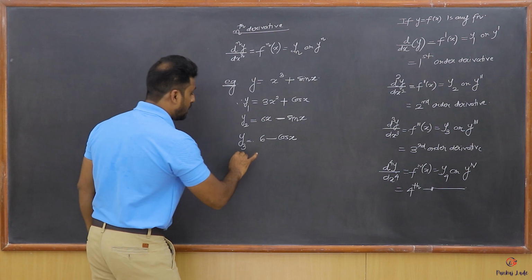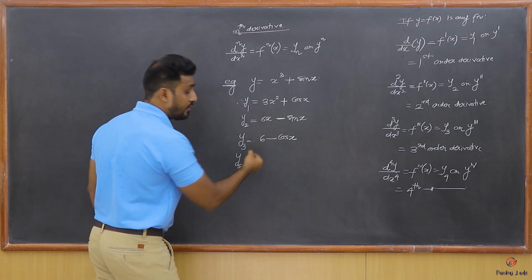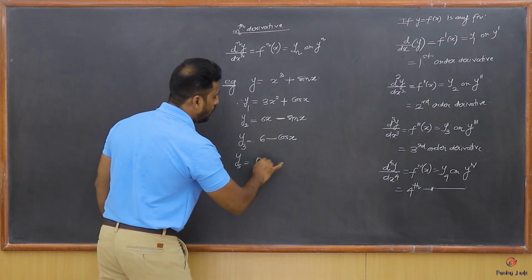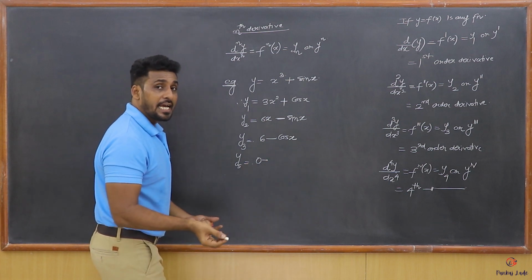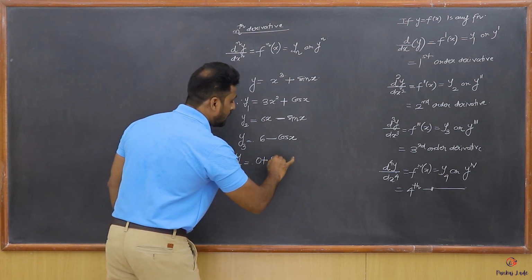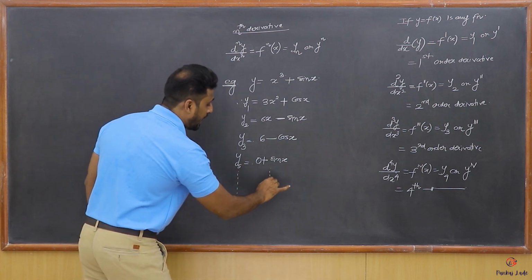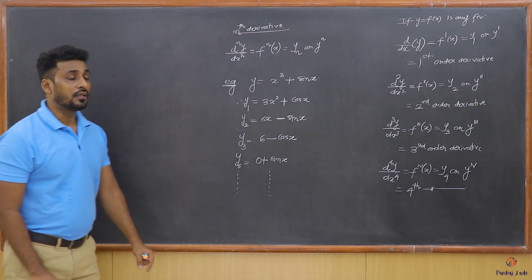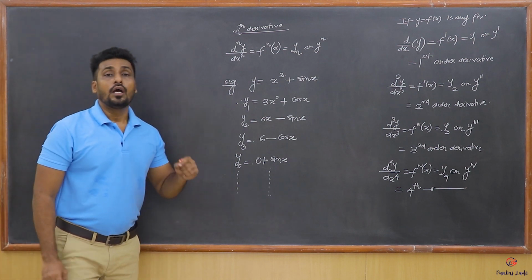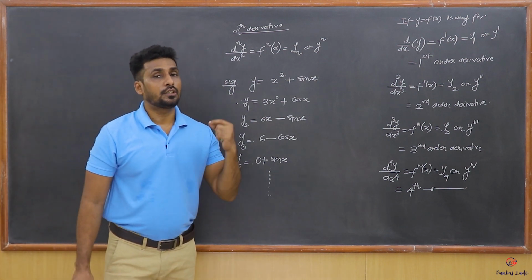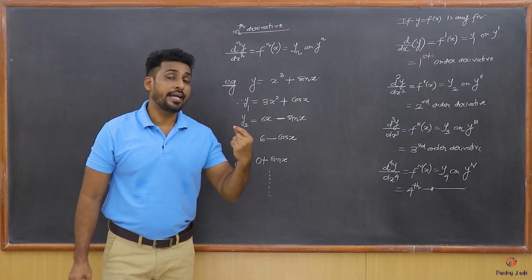If you proceed further, you get y5. The derivative of 6 is going to be 0, isn't it? So 0 minus the derivative of cos x, which is minus sin x. So this becomes plus sin x. So that's y5. I can keep on proceeding further and get the derivatives in a similar fashion. So there will be a point where I'll reach what is called the nth order derivative.